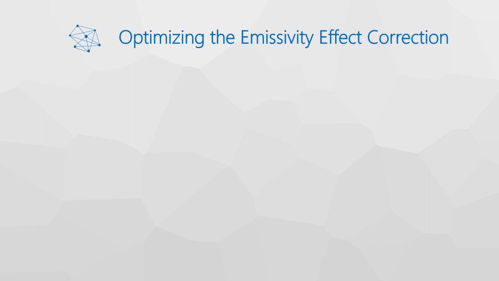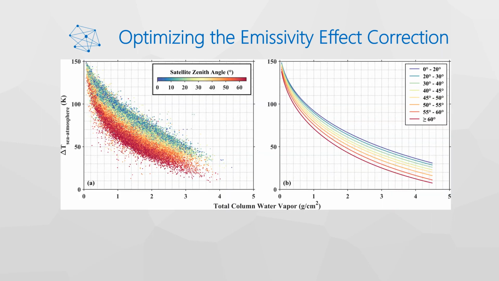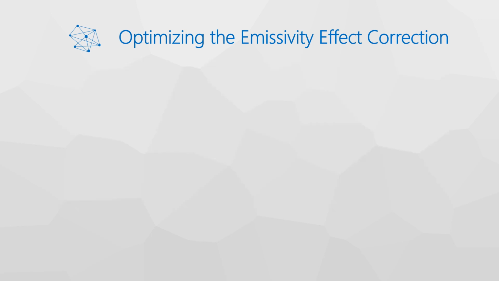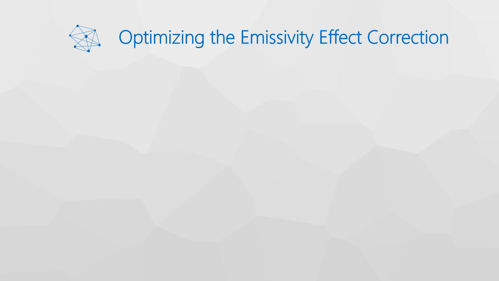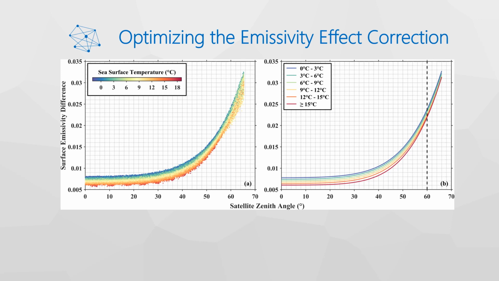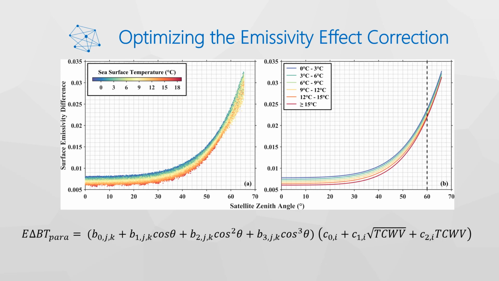Firstly, the effective sea surface atmosphere temperature difference is parameterized as a function of total column water vapor in several zenith angle intervals. Further, the emissivity difference term is parameterized as a function of satellite zenith angle in several wind speed intervals above 60 degrees and in several in-situ SST intervals below 60 degrees. The parameterized E delta BT can finally be given by the equation below.